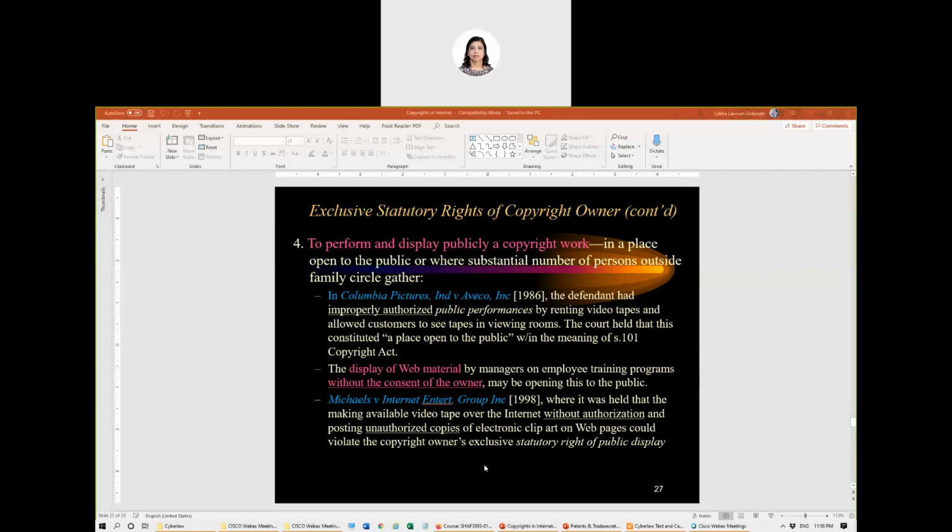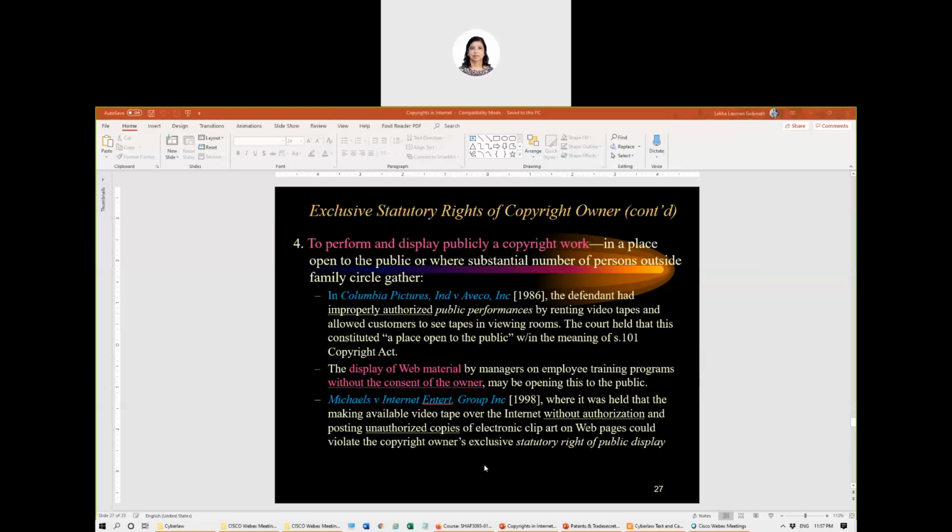Now, similarly, the display of web material by managers in employee training programs without the consent of the owner can also constitute an infringement of the copyright owner's right to perform and display publicly a copyrighted work. So sometimes in training programs, you will show web materials, you will show videos, all of that. That too, when you do it without the consent of the owner, can potentially be a copyright violation.